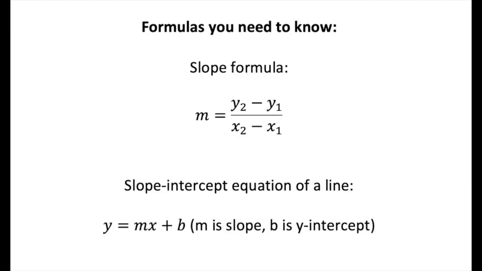Let's now again refer to the two formulas I gave you in the beginning. Now we're going to look at the second one, the slope-intercept equation of a line. This formula here, y equals mx plus b. M is the slope and b is the y-intercept. Let's compare this formula with the equation that's given to you in this question.